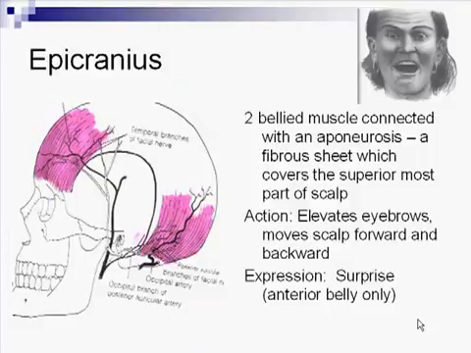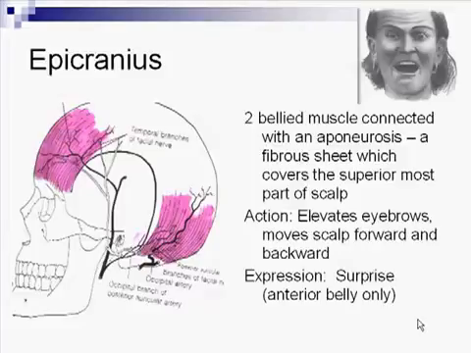Epicranius muscle is a two-bellied muscle connected with an aponeurosis, which is a fibrous sheet which covers the superiormost part of the scalp. Its action is to elevate the eyebrows, move scalp forward and backward. The anterior belly contracted with surprise. If you put your hand on the frontal bone on your forehead and bring your eyebrows up like, oh my gosh, can you feel the muscle?